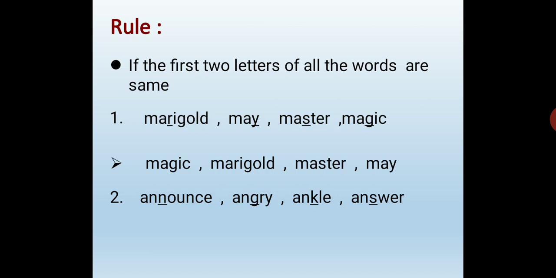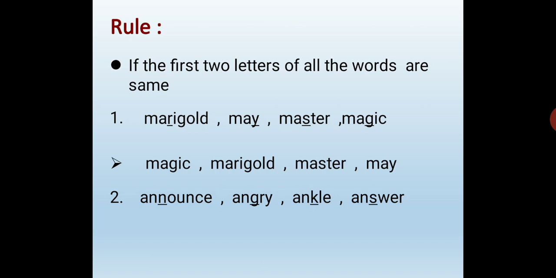Now what can we do? Yes, we move on to the third letter of the words. So first of all, we underline the third letter of the words, meaning N from announce, G from angry, K from ankle and S from answer. Now we have these four letters. Which are they? N, G, K and S.